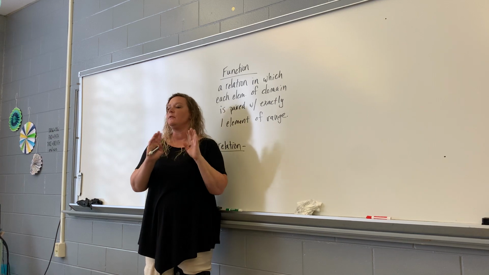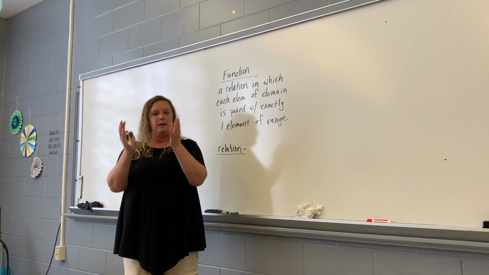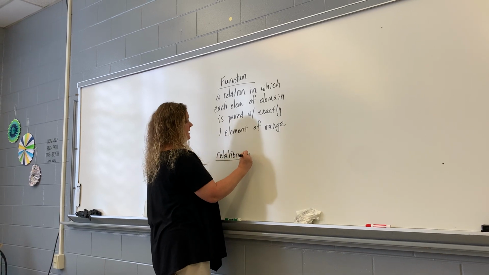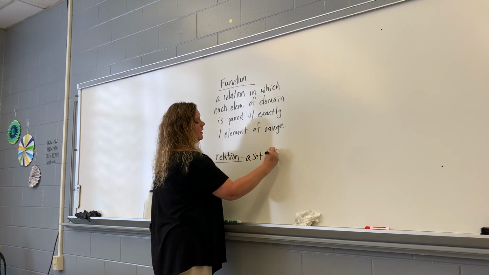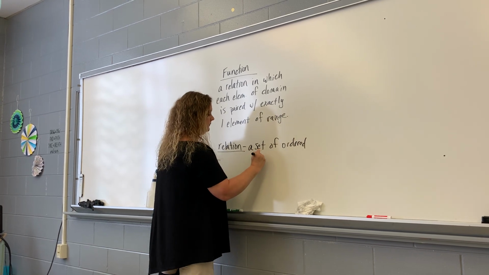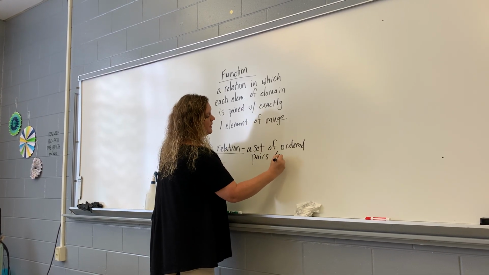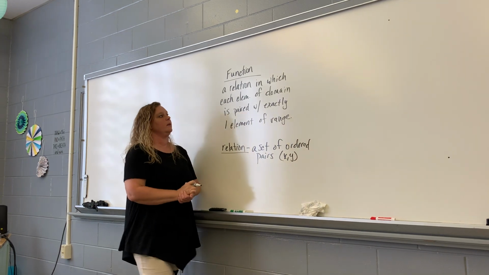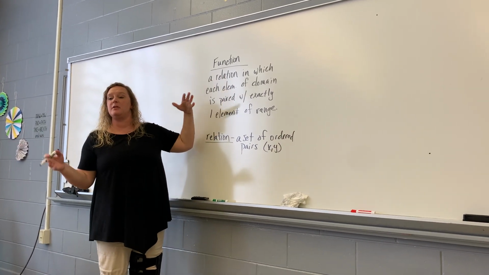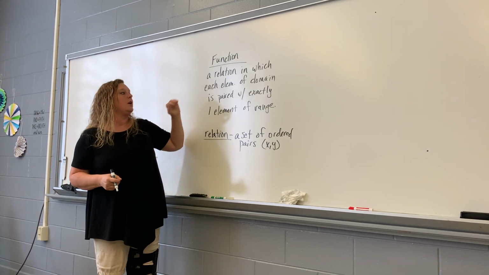So it's a set of ordered pairs. Remember, x and y in parentheses is called an ordered pair. So that's a set of ordered pairs, like (x, y). Now, that's what that is. It's a relation, meaning it's a whole bunch of x's and y's that go together.